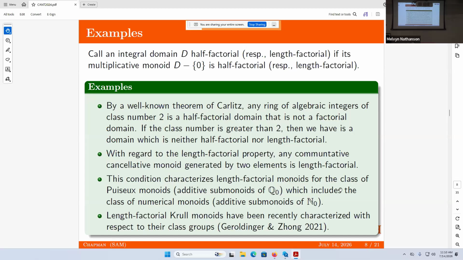This two generator property works in the set of Puiseux monoids, which are additive submonoids of the non-negative rationals, and that includes numerical monoids, submonoids of the non-negative integers. Length factorial Krull monoids were recently characterized by Alfred and Zhong in 2021. So these things live in the literature.